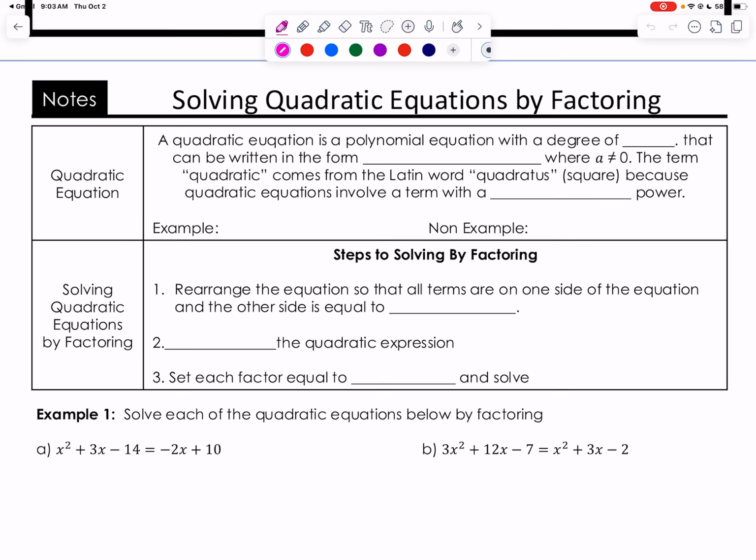Hello, and welcome to another lesson from Level Up Mathematics. In today's lesson, we will be reviewing how to solve quadratic equations by factoring. Before we do, let's get a couple of definitions under our belts.